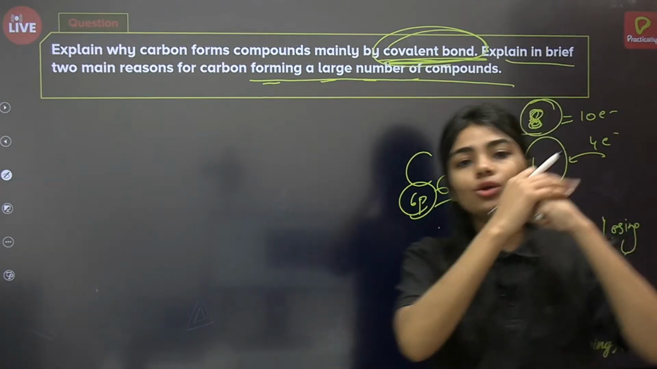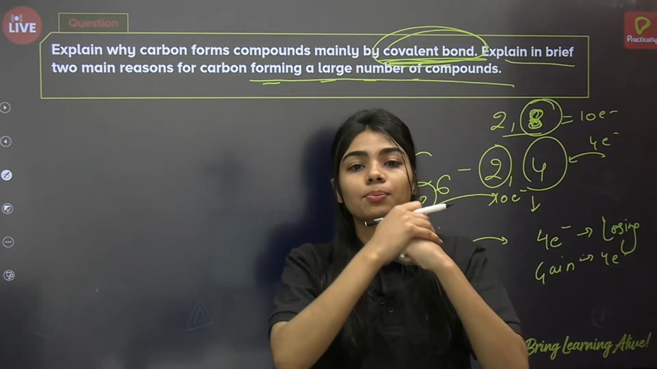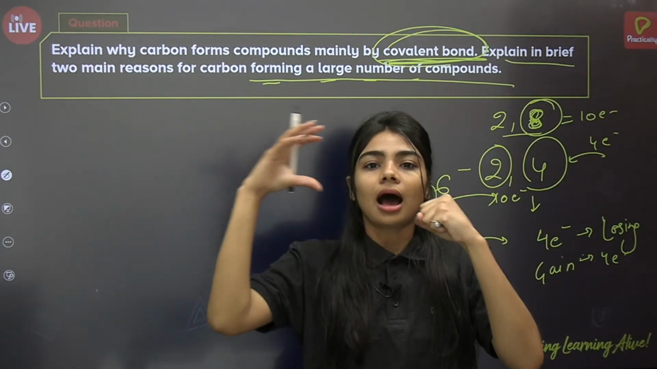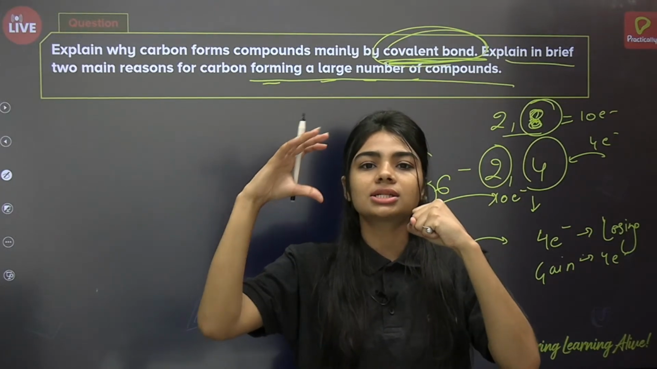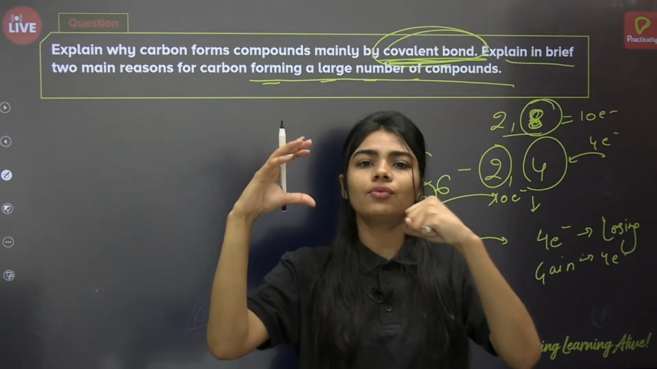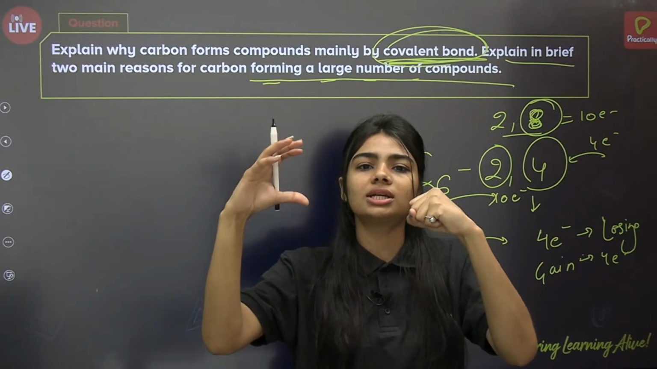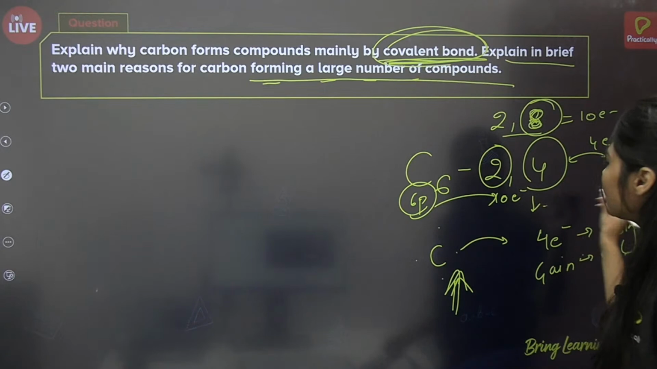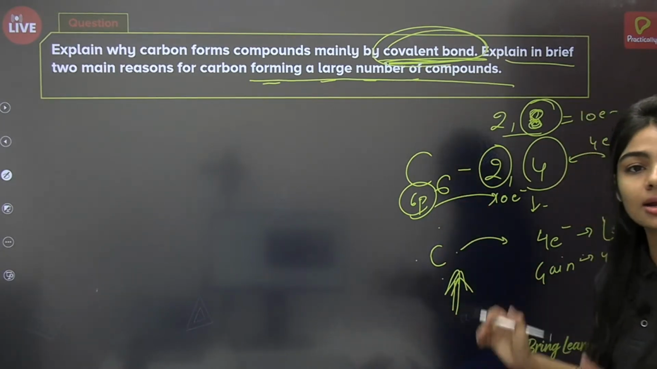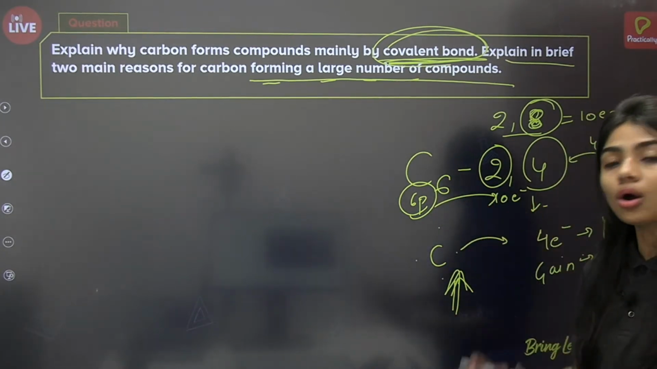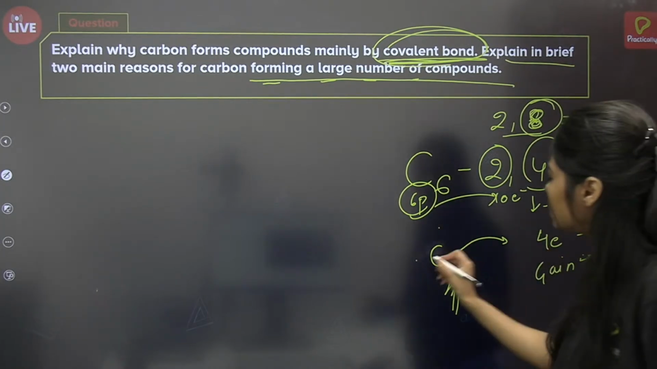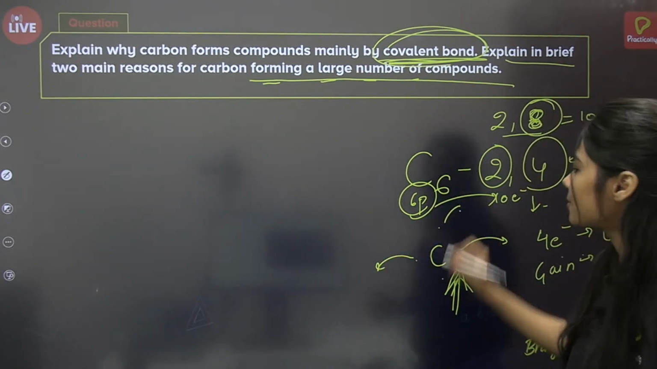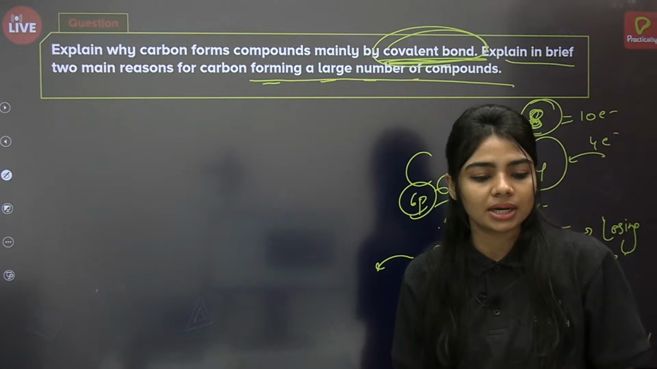Now, inside that nucleus, 6 protons are there. And outside the nucleus, how many electrons are there? 10 electrons. How will these 6 protons hold these 10 electrons? This is the big question. So, what can they do? They will neither gain nor lose the electron. What they will do? They will share these electrons so that they can complete their octet.